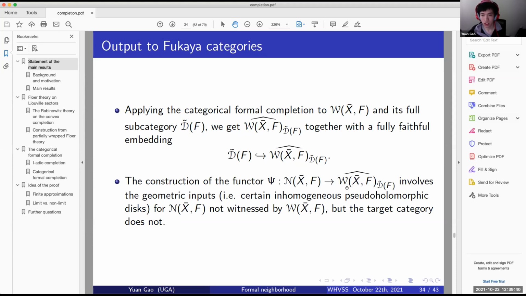And to see why this is geometrically important, we look at the right-hand side. This formal completion does not involve geometric inputs, namely counts of certain holomorphic disks for the category N, not witnessed by the partial graph category, because the complexes are generated by both positive and negative chords for the Hamiltonian H. And in fact, the counts are not just of holomorphic disks that you would normally count for defining the Fukaya category. There are disks with multiple inputs and outputs. But the right-hand side does not involve those inputs.